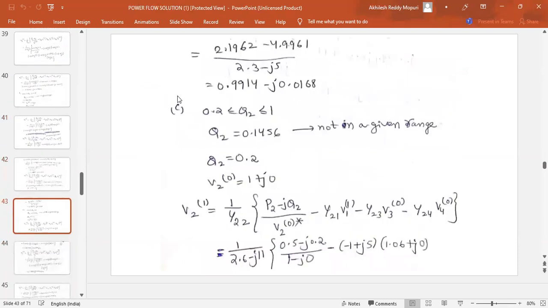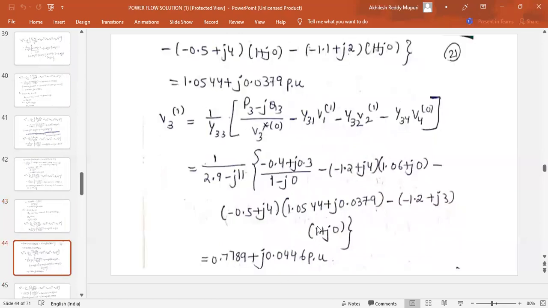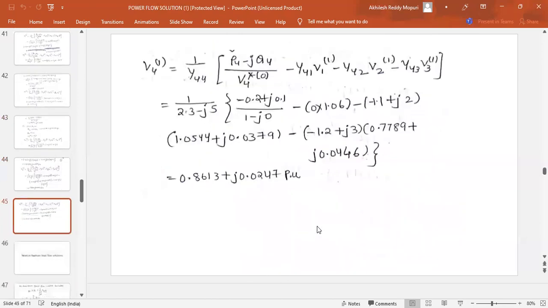Then the C subdivision. In the C subdivision, what we got is 0.14. But the range is 0.2 less than or equal to Q less than or equal to 1. 0.14 is near to 0.2 here. So we will fix Q2 as 0.2. As it is not in the range, we are proceeding as a PQ bus. When we are proceeding as a PQ bus, given voltage is neglected and we take the flat start voltage. So this is the concept of Gauss-Seidel problems. With this, I end the Gauss-Seidel problems. Thank you.